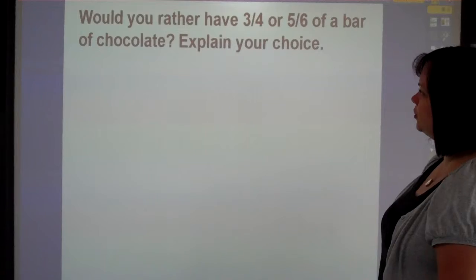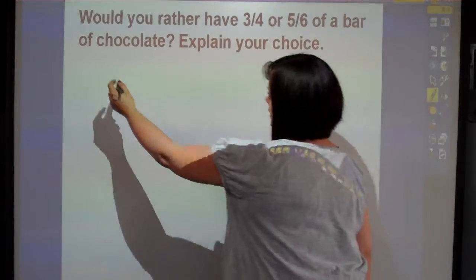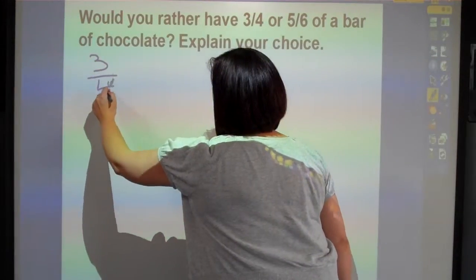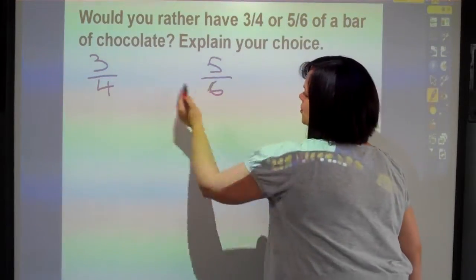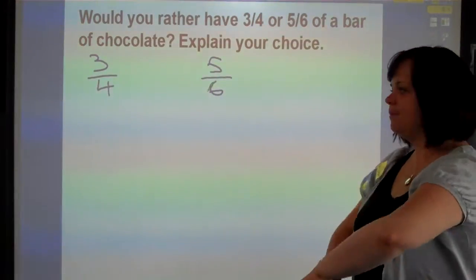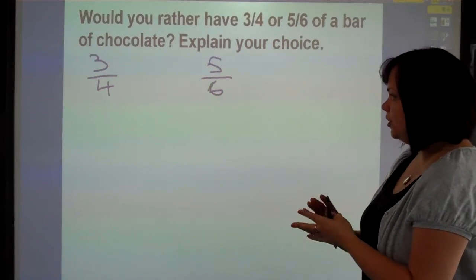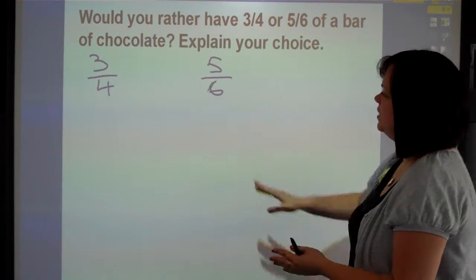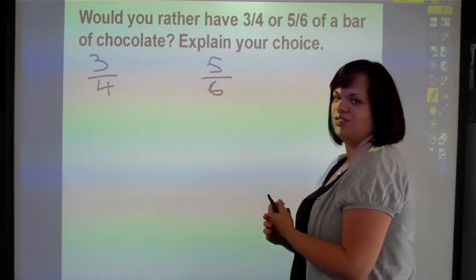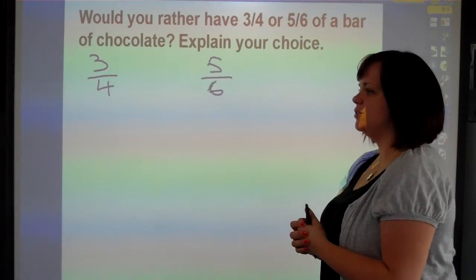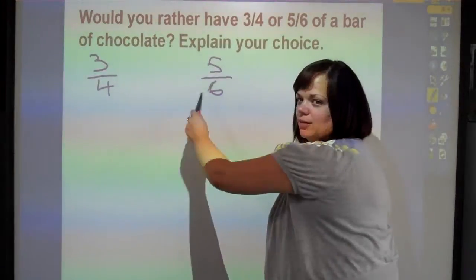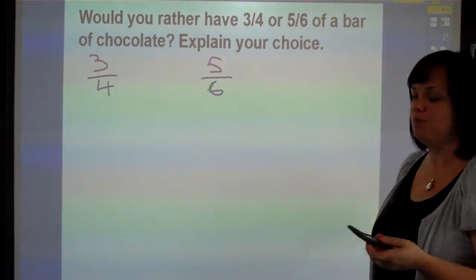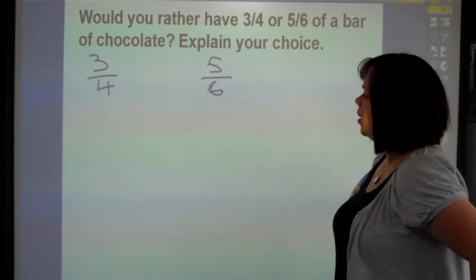So we have to do something called common denominator here. The problem is that we've got 3/4 and we've got 5/6, and they're difficult to compare because quarters and sixths are not the same thing. So what we need to do is find a common denominator, which means we need to make the denominators the same. And the way we do this is we find a number that is in the times table of both of these numbers. That's a multiple of both of those numbers.